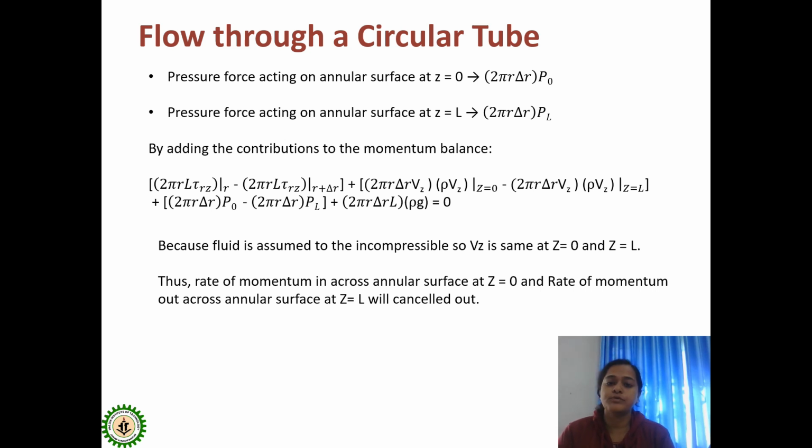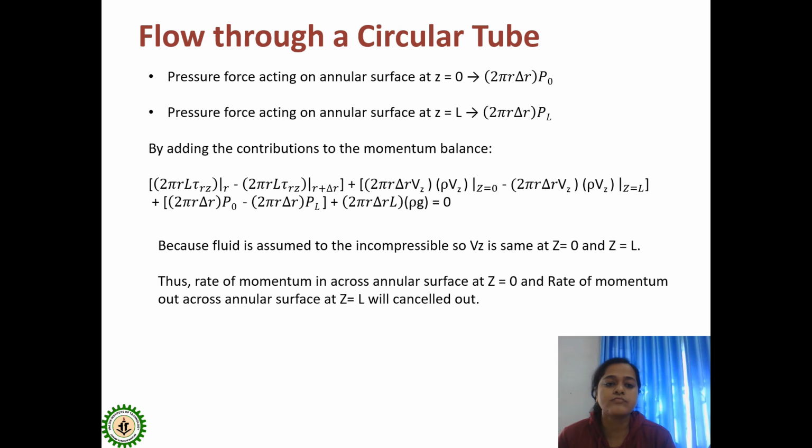So, by adding the contributions to the momentum balance: rate of momentum in at the cylindrical surface at r, minus rate of momentum out at the cylindrical surface at r plus delta r, plus rate of momentum in at the annular surface at z equals 0, minus rate of momentum out at the annular surface at z equals L, plus pressure force acting on the annular surface at z equals 0, minus pressure force acting on the surface at z equals L, plus gravity force acting on the cylindrical shell equals 0.